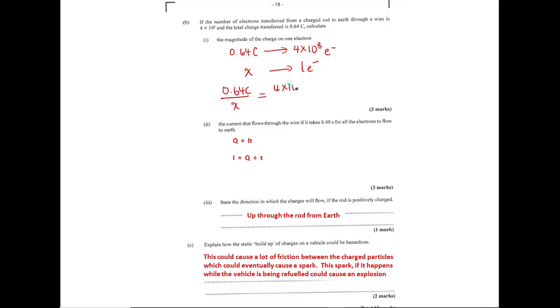4 times 10 to the 8 electrons over 1 electron. And then I would solve for x. So x would be equal to 0.64 coulombs over 4 times 10 to the 8.